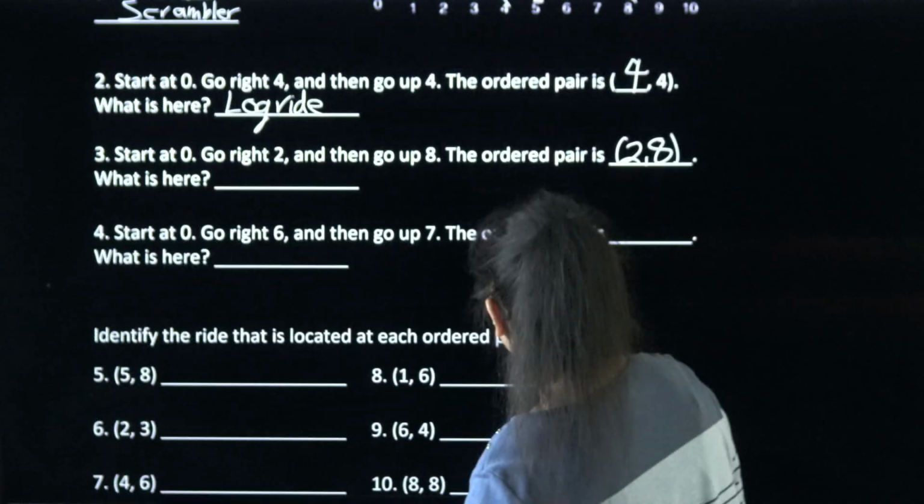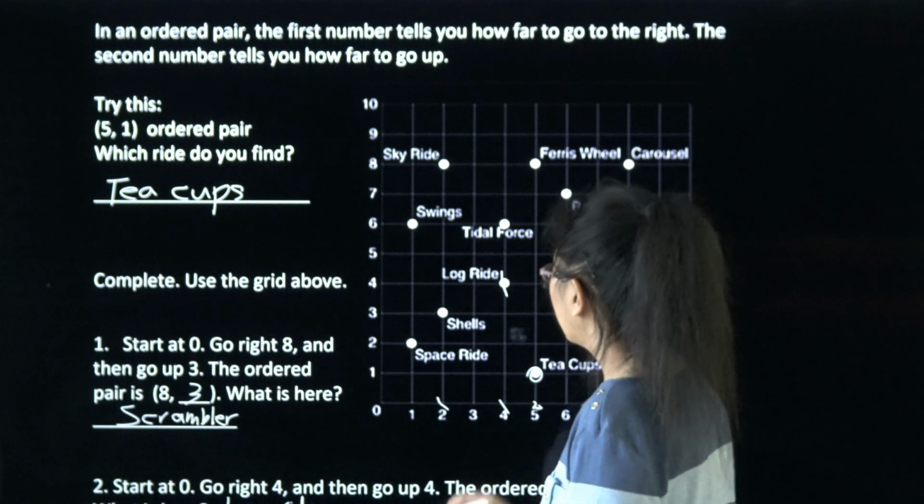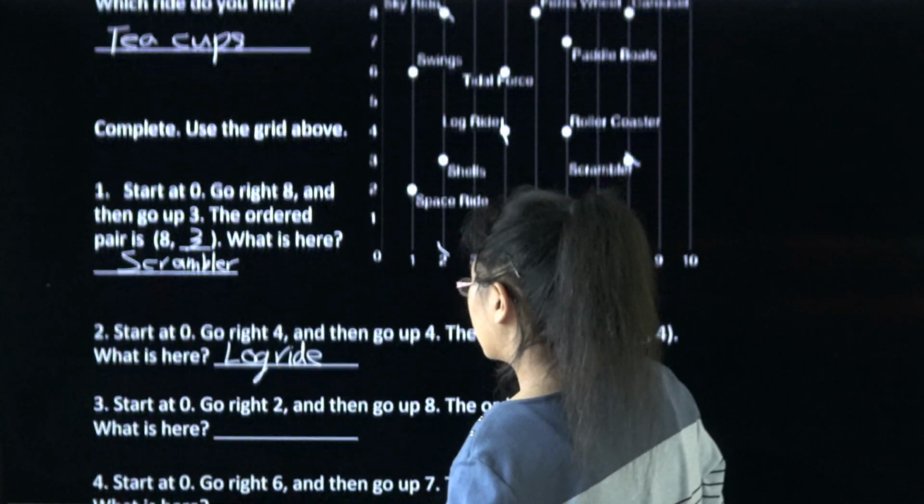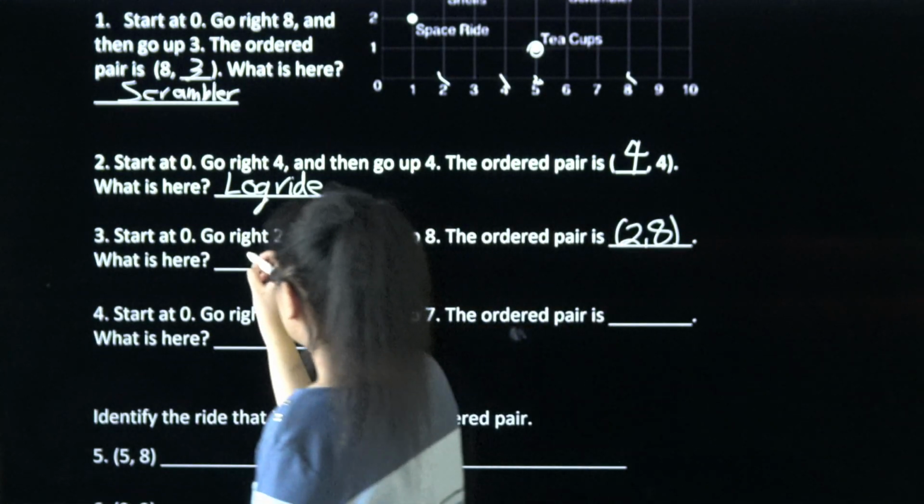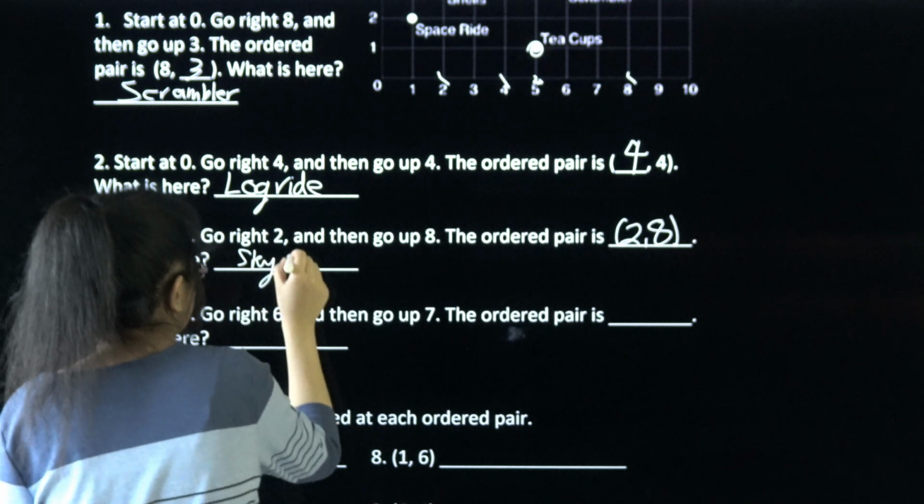What is here? Now let's scroll back up, and then 2 is here, and then we go up 8. Oh, it's a sky ride. So we go down, and then we write sky ride.